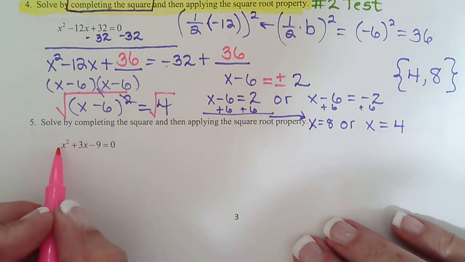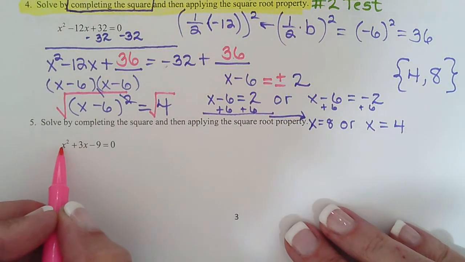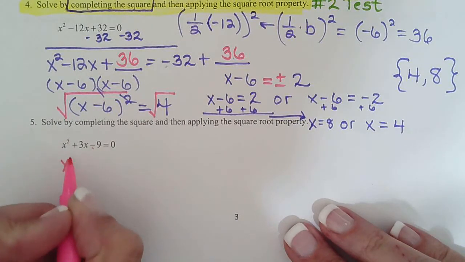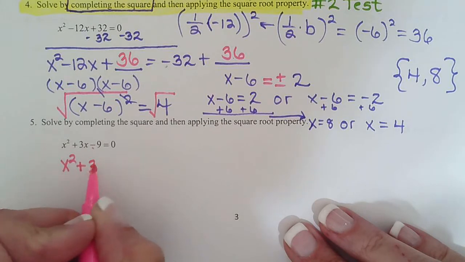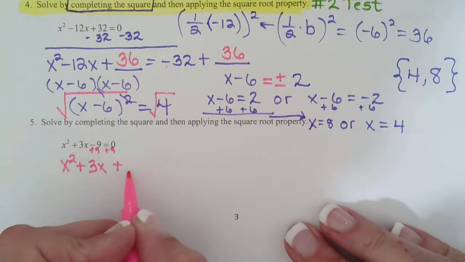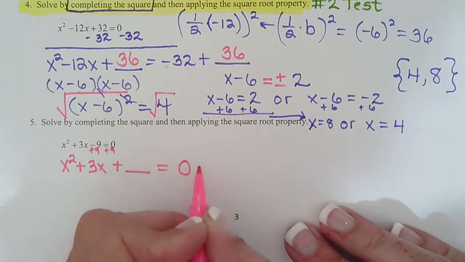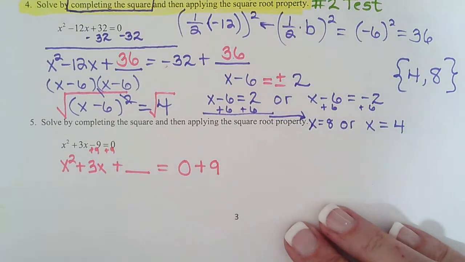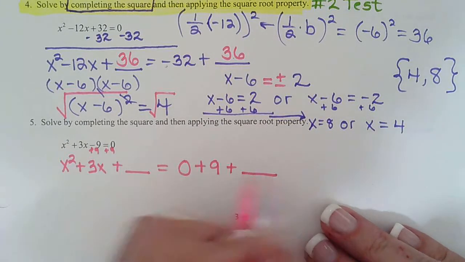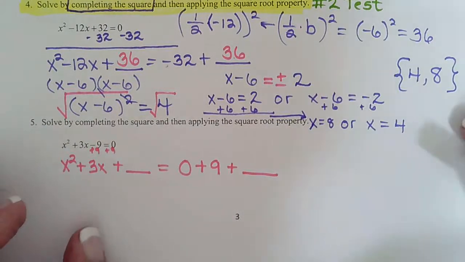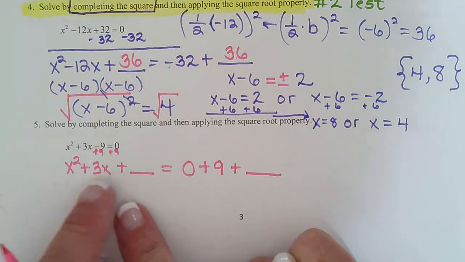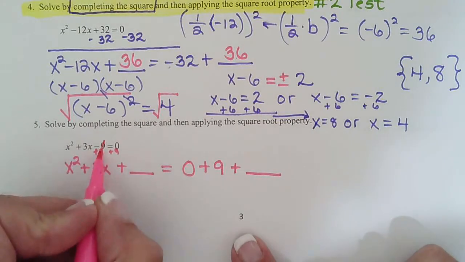Okay, leading coefficient is 1. So that means step 1's already done. Step 2 is move all constants to the right. So I have x squared plus 3x. That means add 9. So then I do plus blank equals 0 plus 9. Oh, I don't know why I just did that. 9 plus blank. We don't need to write 0 plus 9. Duh, that's 9, obviously. So x squared plus 3x, when we add 9, that goes away.